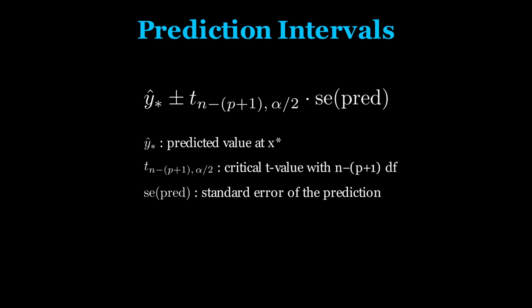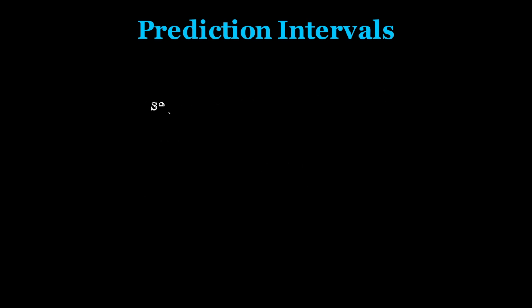And SE pred is the standard error of the prediction. This is the term that is most different from the standard error term in a confidence interval, and is the reason why prediction intervals are wider than confidence intervals. In matrix notation, the standard error of the prediction is given by the formula on the screen, where S is the residual standard error, lowercase x star is the vector of new predictor values, and uppercase X is the matrix of predictor values from the sample.